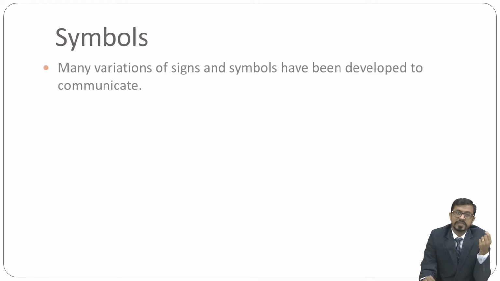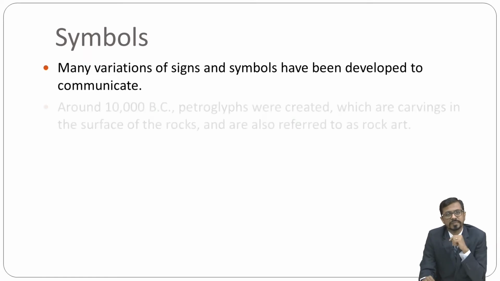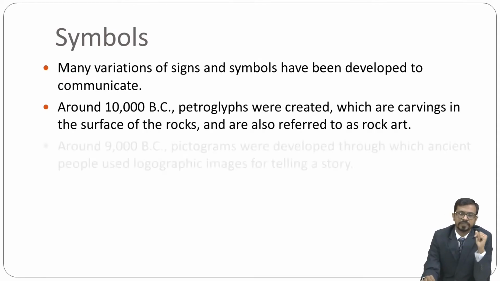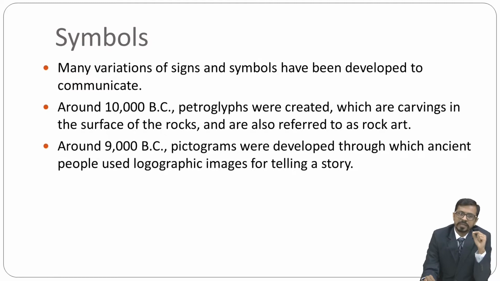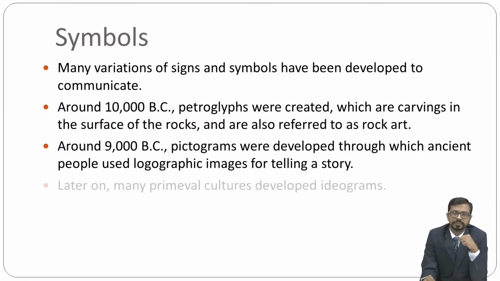Then came the symbols. Many variations of signs and symbols have been developed to communicate. Around 10,000 before Christ, petroglyphs were created, which are carvings in the surface of the rocks, and they are also referred to as rock art. Around 9000 BC, pictograms were developed through which ancient people used logographic images for telling a story.